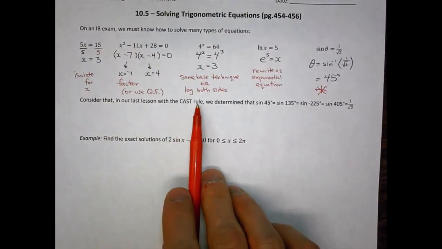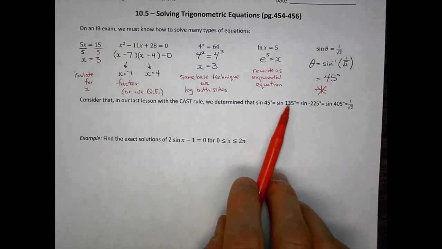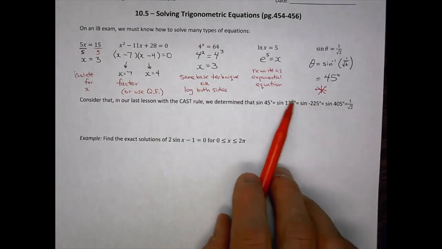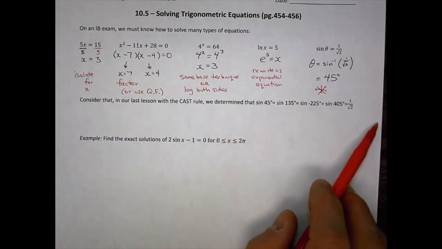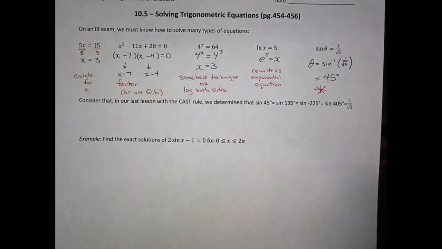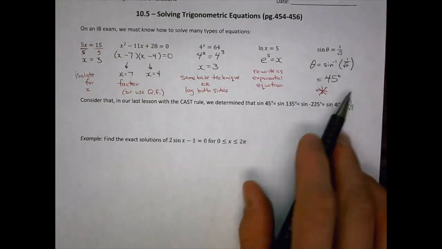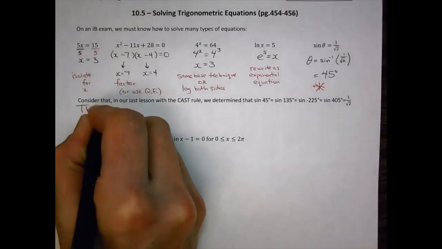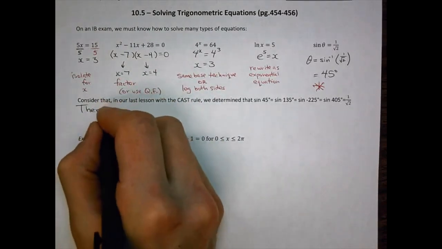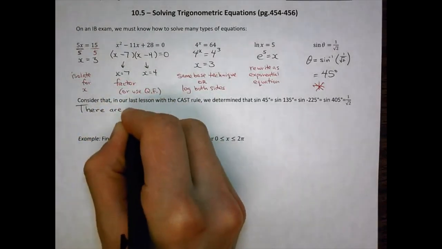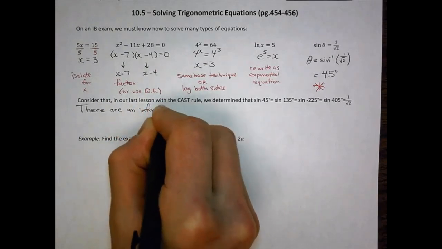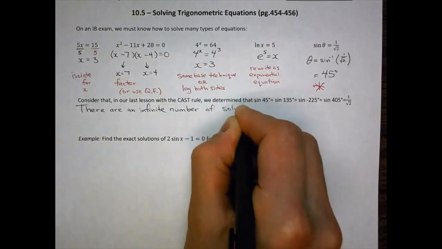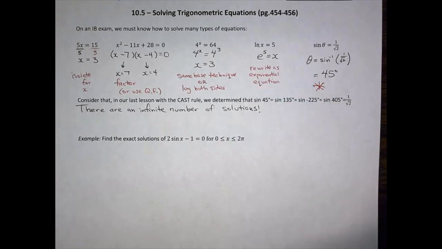Consider that in our last lesson with the CAST rule, we determined that sine 45 is the same as sine 135, is equal to negative sine 225. There's an infinite number of angles that will give us this ratio, 1 over root 2. For that reason, just using the calculator is only going to give you one possible solution. So we have to learn a method for dealing with trig equations where we are not so dependent on the calculator. There are an infinite number of solutions. So that's my star.